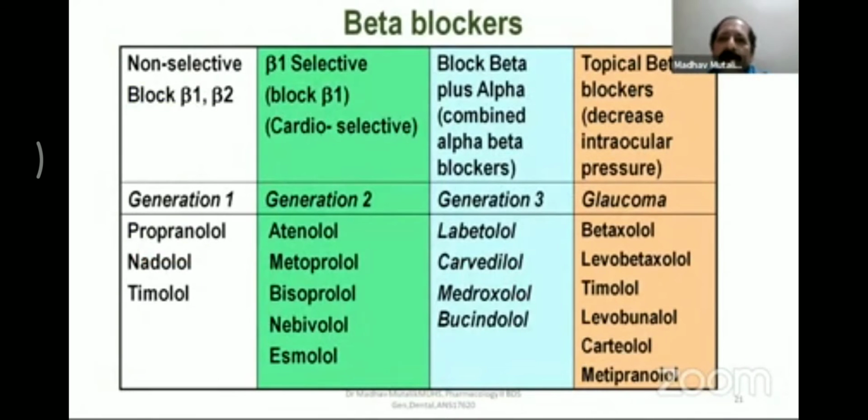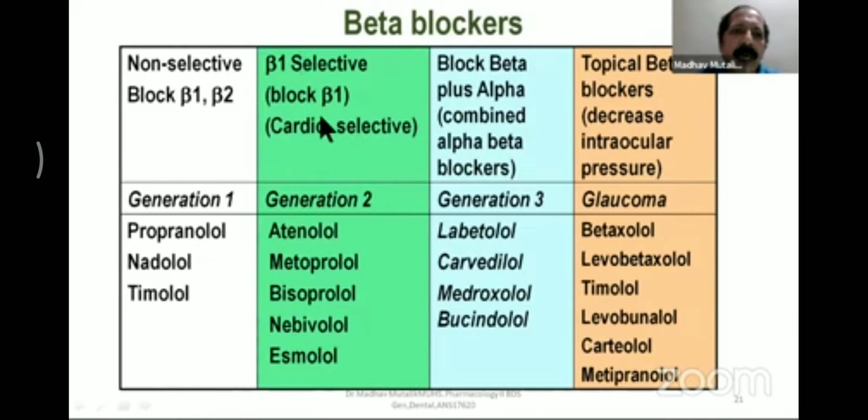And now we discuss the blockers. I'm not going to discuss alpha blockers in this session. We'll discuss only beta blockers. And beta blockers are non-selective, which block beta 1, beta 2, both the receptors. For example, propranolol, nadolol, timolol, most important.